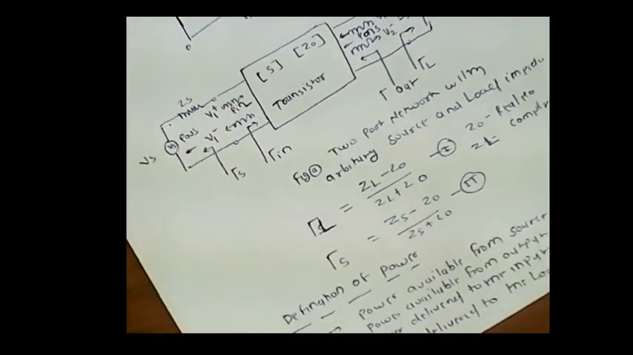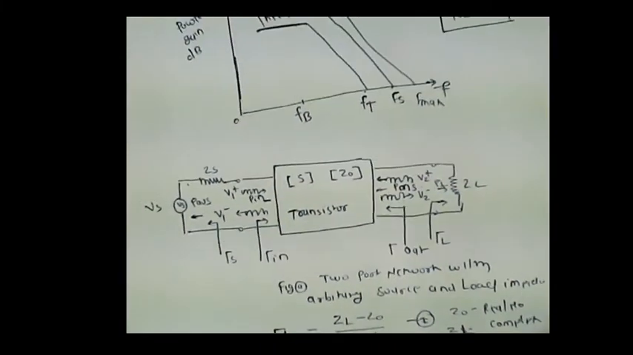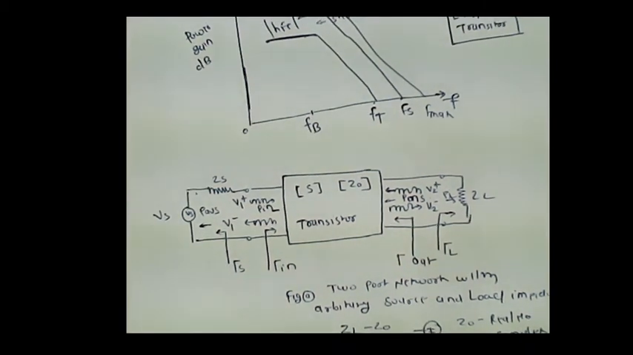Now this is all about the basic definition of the power. Power available from the source, power available from the network, power available from the input network, power delivered to the load. So in this network we see the various powers, and the reflection coefficient to the network.